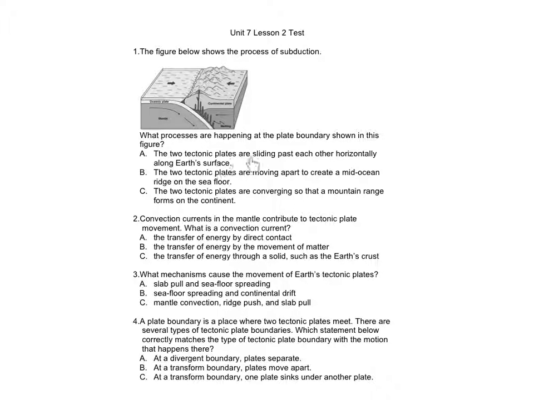A. The two tectonic plates are sliding past each other horizontally along the Earth's surface. B. The two tectonic plates are moving apart to create a mid-ocean ridge on the seafloor. C. The two tectonic plates are converging so that a mountain range forms on the continent.